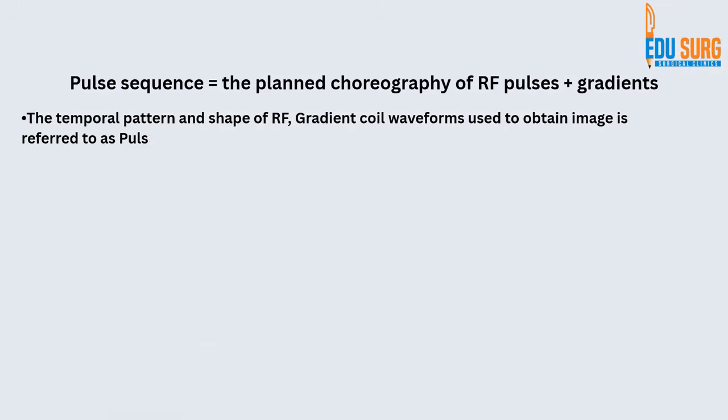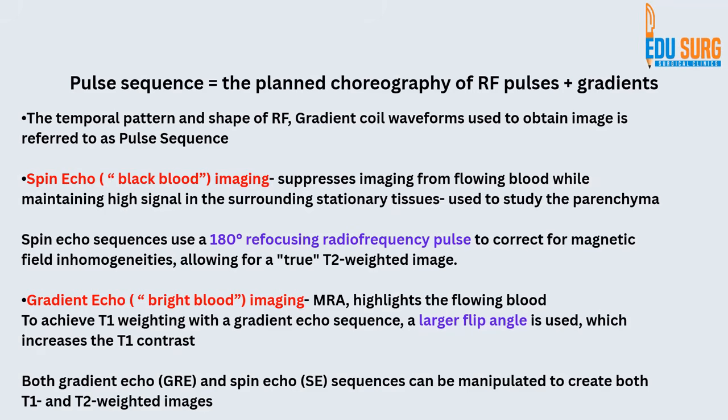Okay. What you do in a pulse sequence is like a choreography of pulses and gradients. So the temporal pattern and shape of the pulse and the gradient are used to obtain an image, and this is known as a pulse sequence. Just like our pulse comes and goes, similarly the radio frequency pulse is timed in a way that you get specific features of MRI.